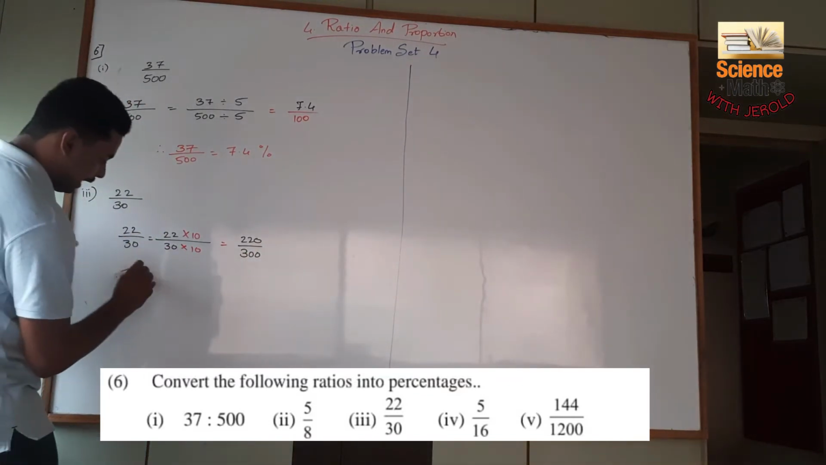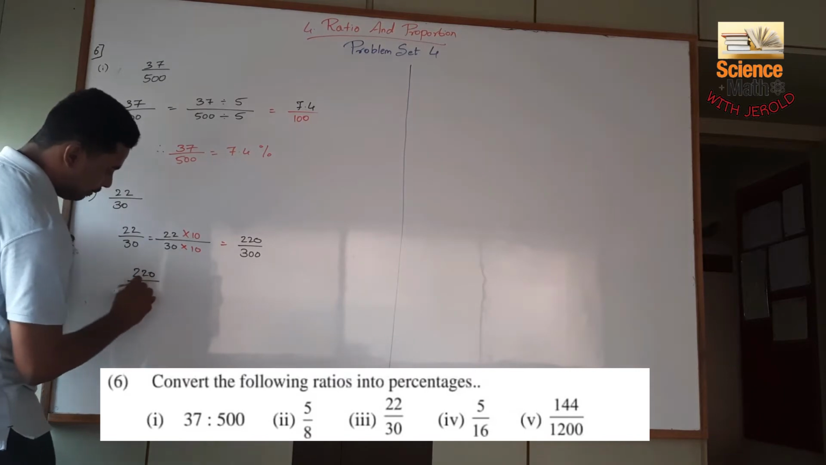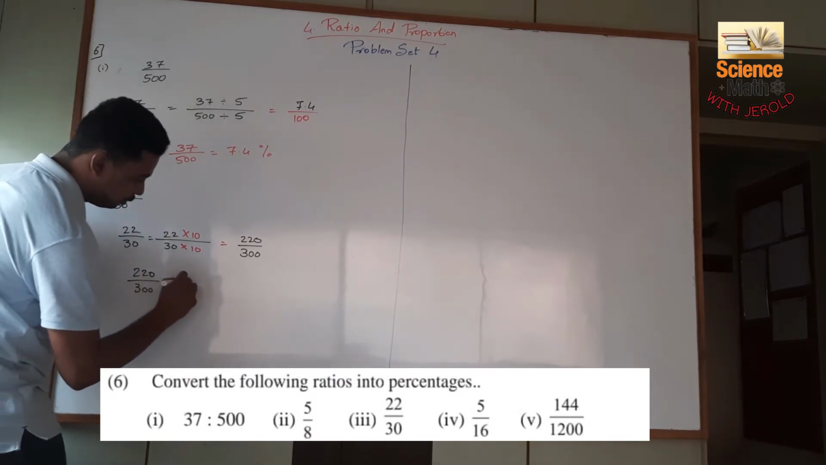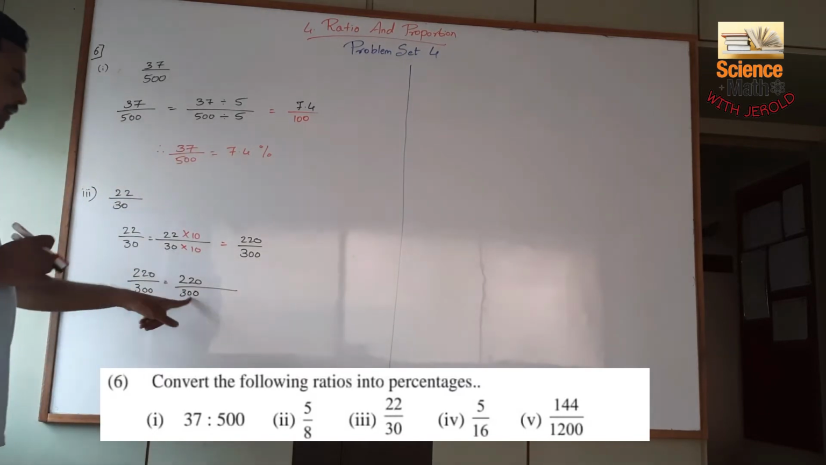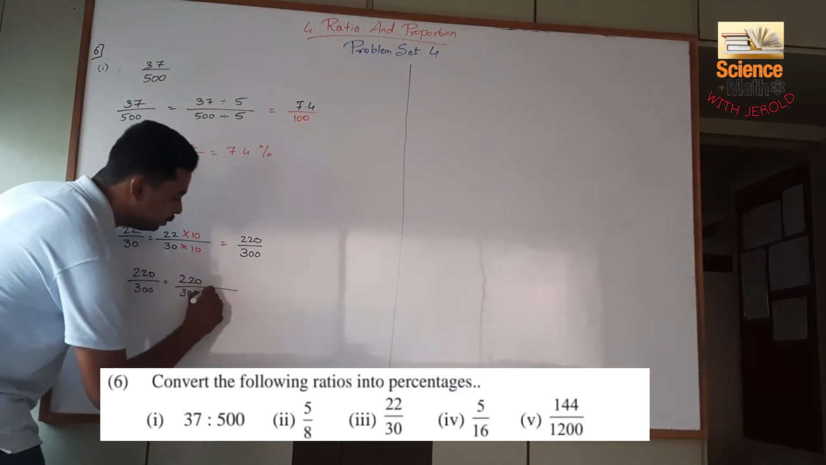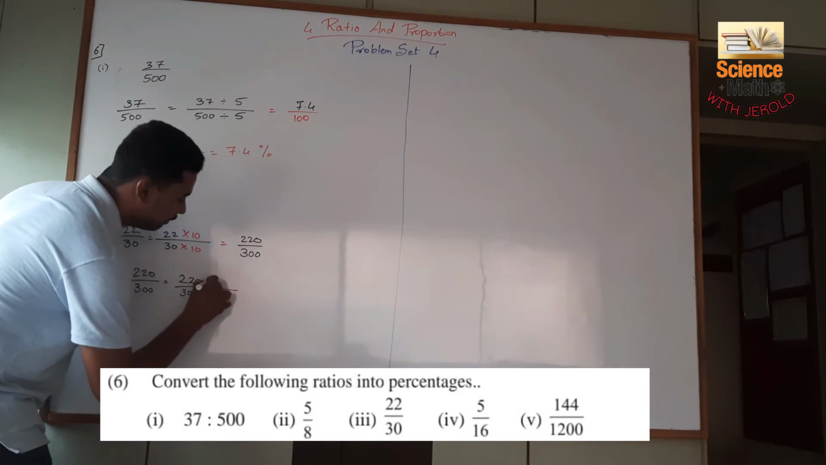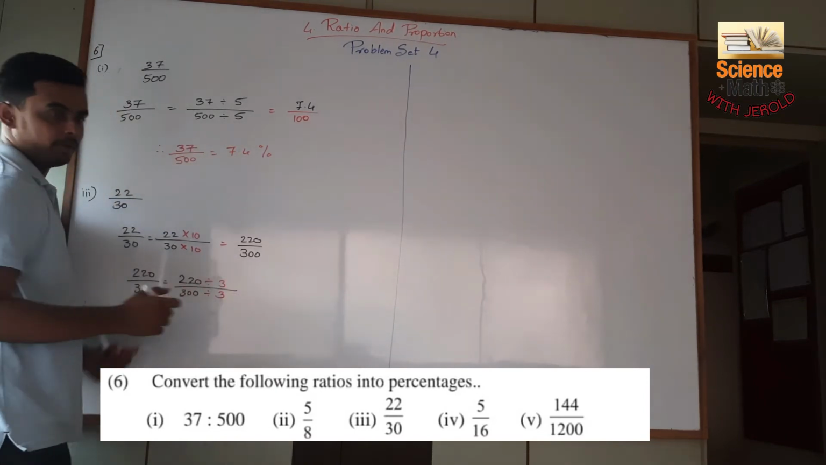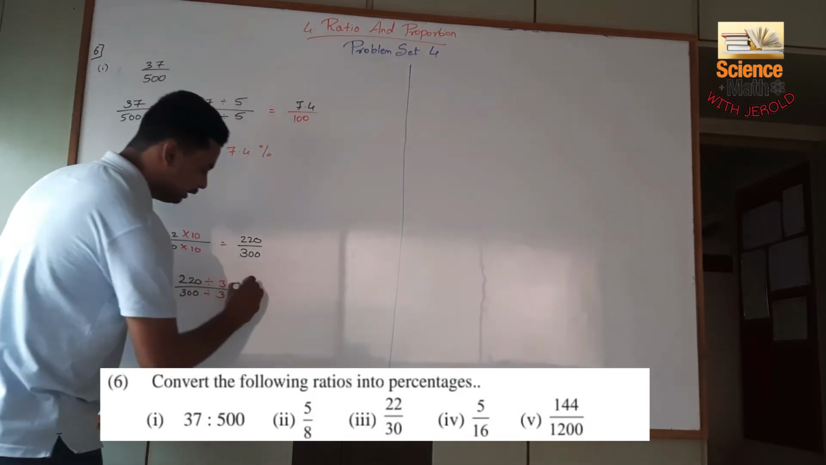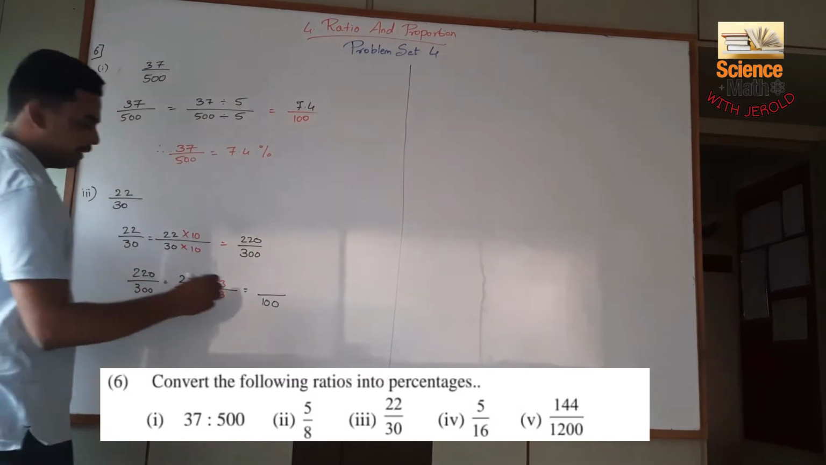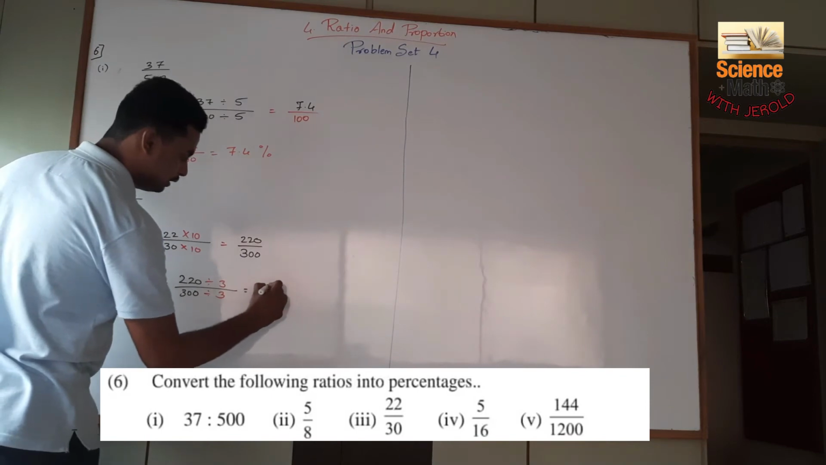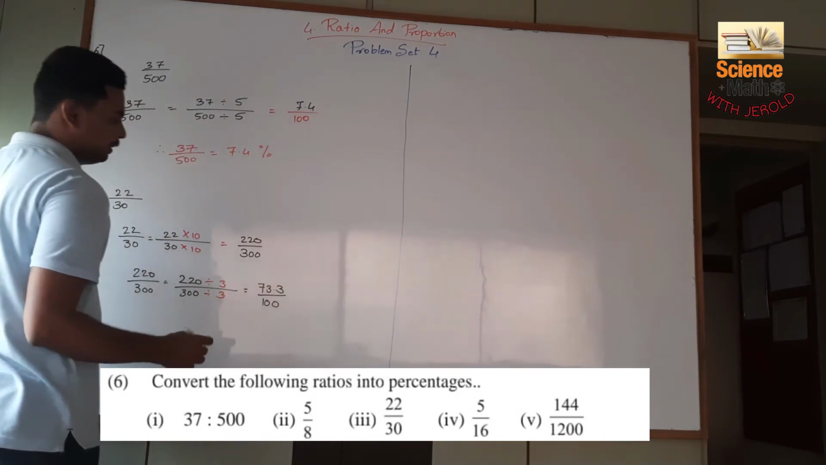The new number that I have is 220 upon 300, and I convert this 300 to 100. I divide by 3, divide by 3. As I divide 300 by 3, my new denominator will be 100, and on dividing these numbers, I will get 7s are, 3s are, and 0.2.